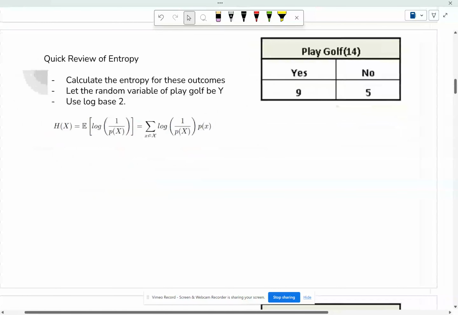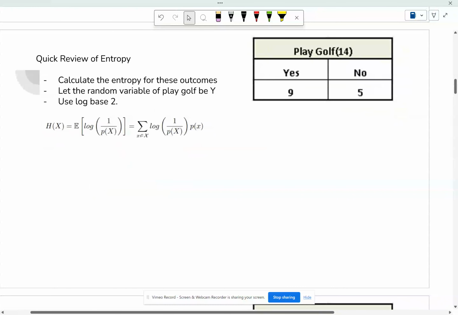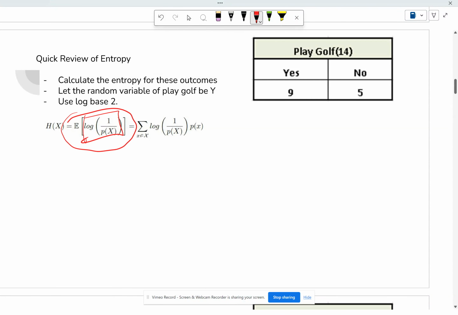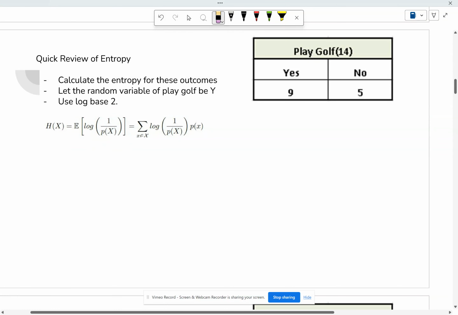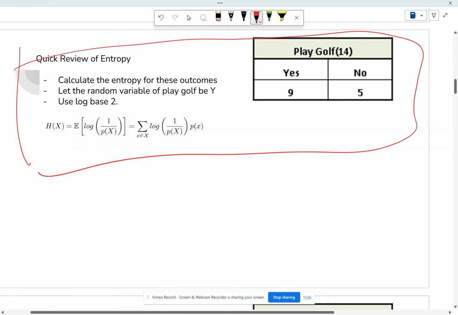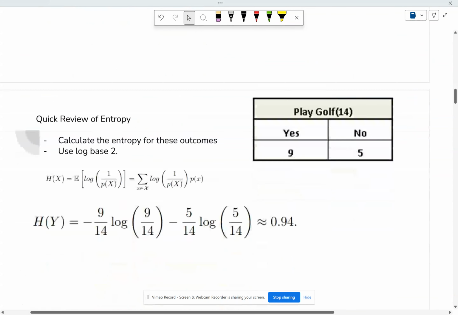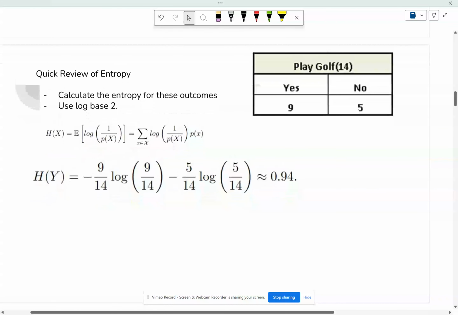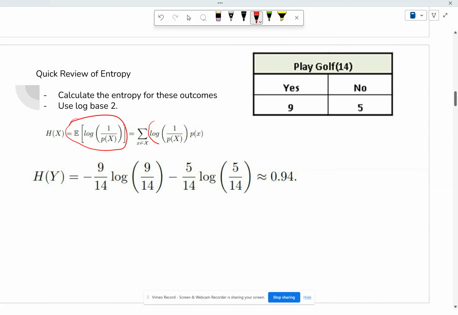So let's start with a quick review of entropy. Entropy, I told you previously, is the expected information, and this is the equation for information. Now, I want you to pause the video and see if you can do this very simple case. Pause the video and we're going to move on. Expected information is just the equation of information times p of x, and you sum them all up. That's what expectation means.